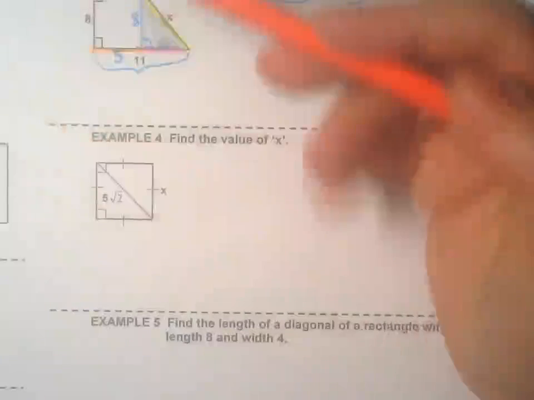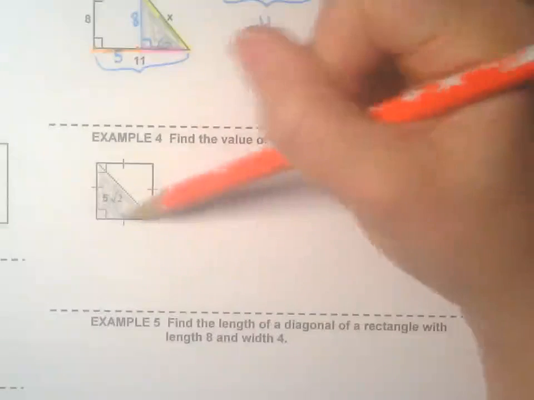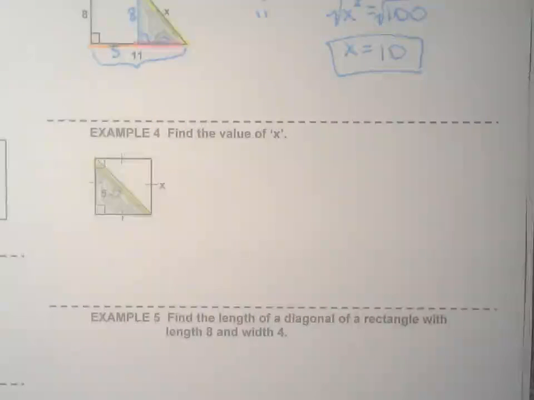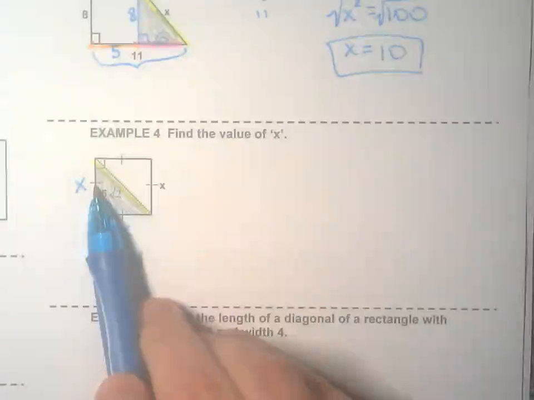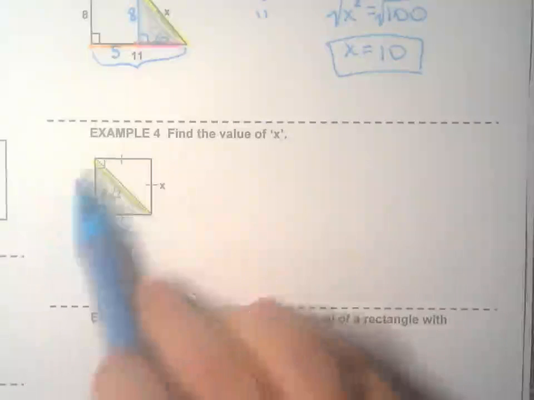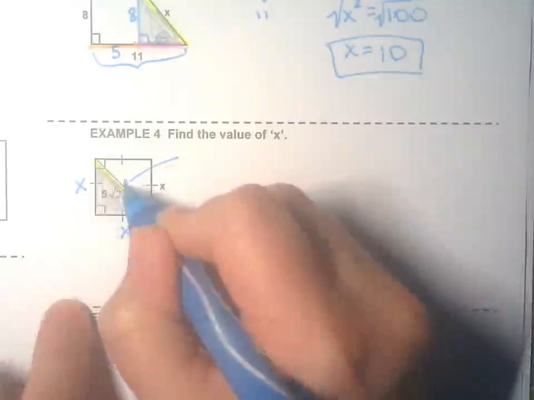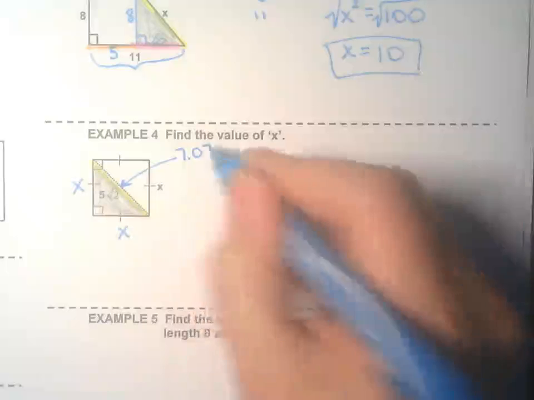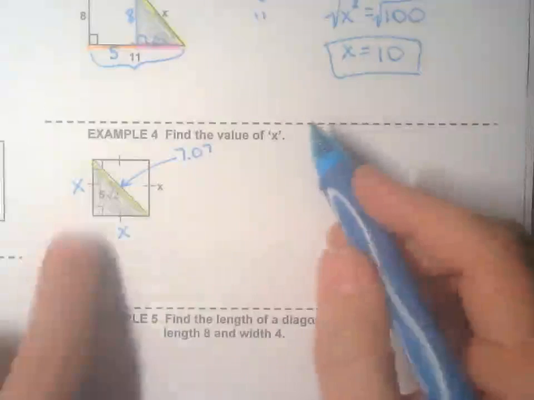Another one. So we have this triangle right here. This is hypotenuse. And if this is x, this is x, this is x. This little dash right there represents that those sides are congruent. And this is definitely a square. That's why they're congruent. Okay, so I'm going to change this into a decimal. So don't let the little square root of 2 intimidate you. Change that into a decimal and just go.